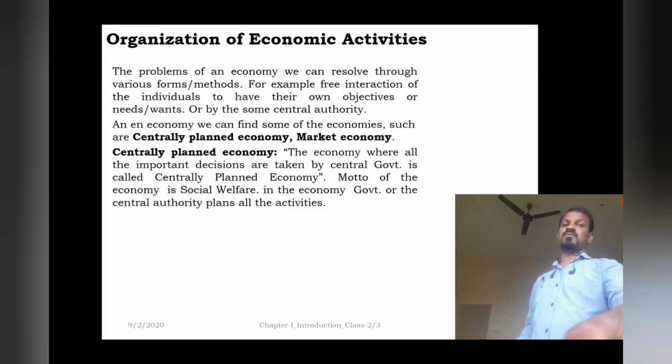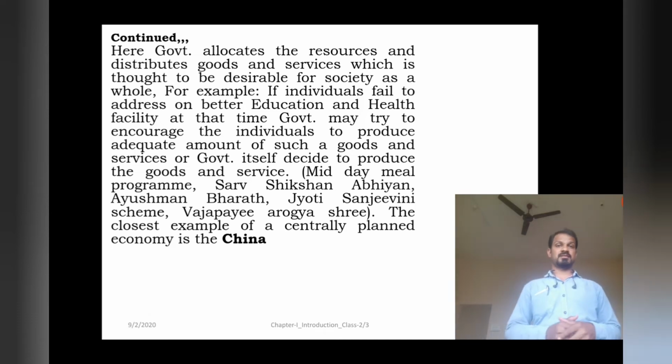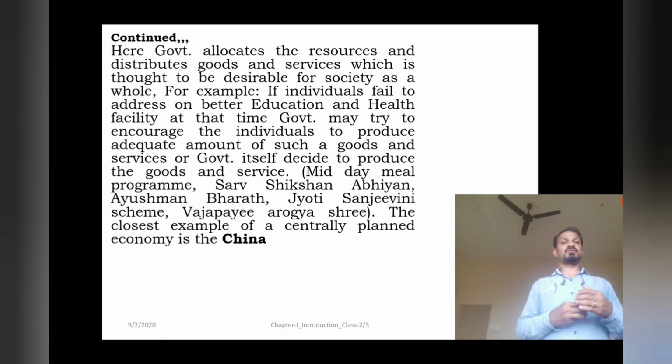So let us see what more they have said under this concept. Here, the government allocates the resources and distributes goods and services which are thought to be desirable for society as a whole. See here, the government decides how much of the resources can be allocated, which is desirable for society as a whole. So that is what the central government does here.